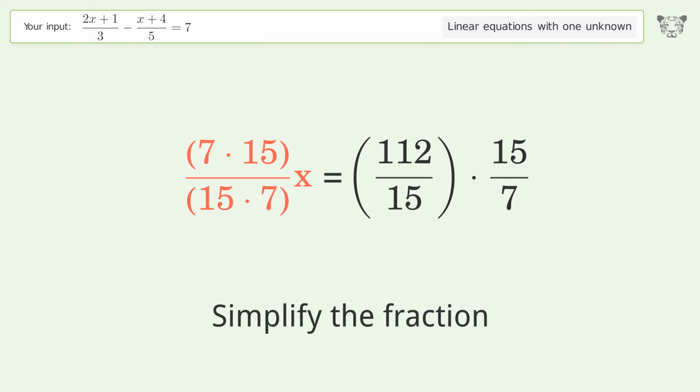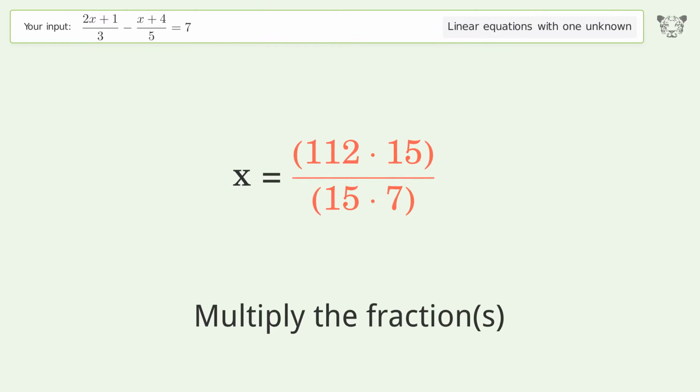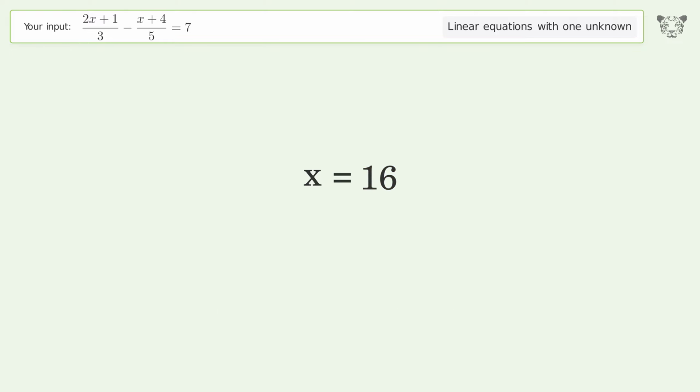Simplify the fraction. Multiply the fractions. Simplify the arithmetic. And so the final result is x equals 16.